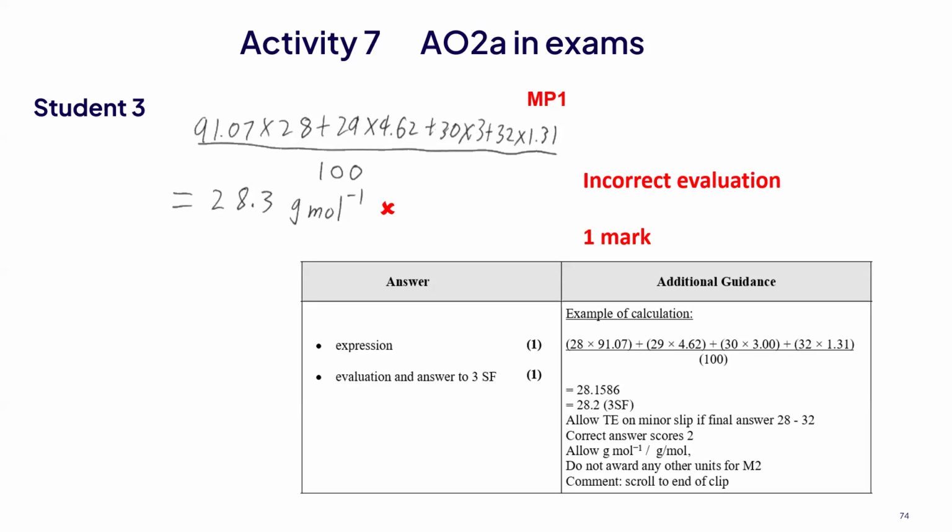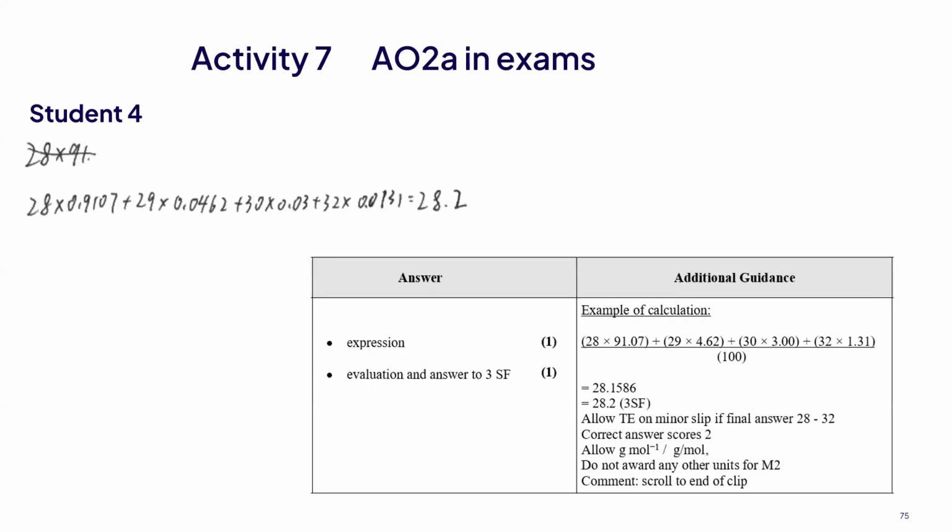Useful to point out that if they'd written 28.3 as their answer without any work in, they'd have scored 0. The fact that they've shown the work in allows them to score 1. Finally, a different way of presenting the expression, which is perfectly acceptable, 28.2, final answer correct, 2 marks. So again, another way you can show your students that they don't have to present the expression in a particular way.